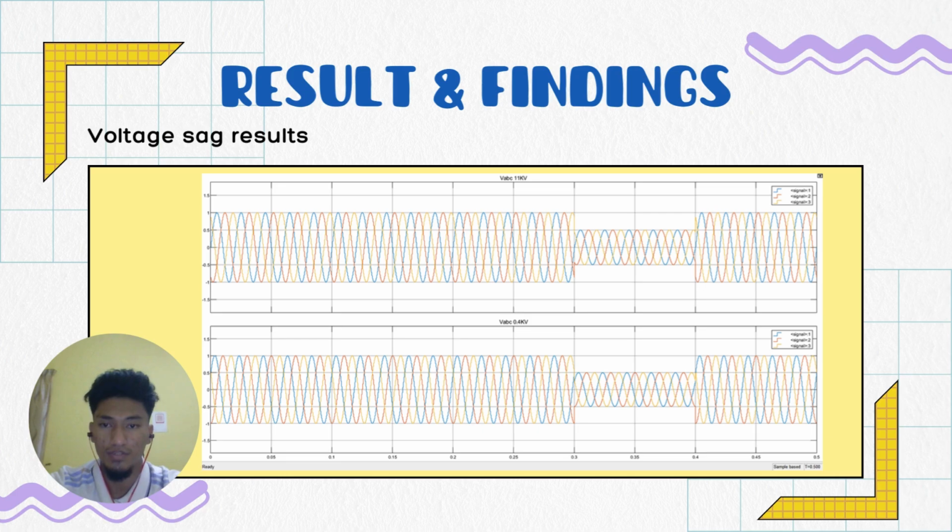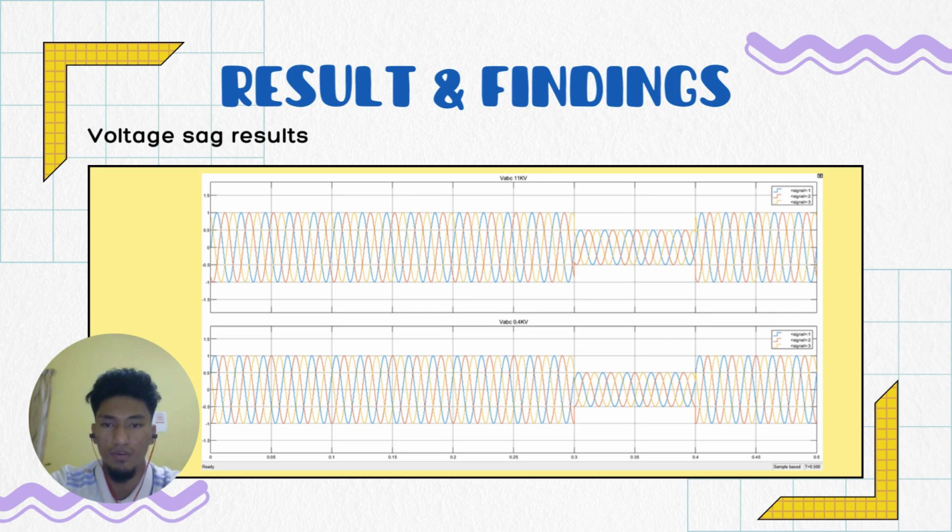The figure illustrates the result for voltage sag in a three-phase system at 11 kV and 0.4 kV, with each plot showing three sinusoidal signals for the three phases. The sag occurs around 0.25 seconds, marked by a reduction in waveform amplitude, and lasts until about 0.35 seconds.